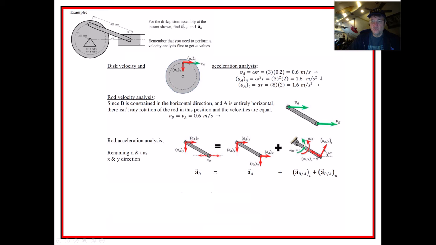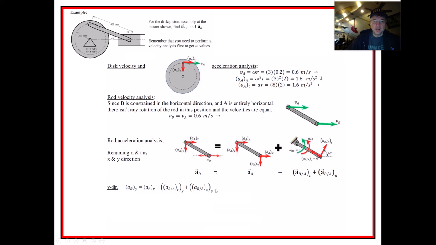Now, we do know omega AB is equal to 0, because we found that up above from a velocity analysis. But we don't necessarily know the direction of this alpha AB. So in this case, I chose it to be in the counterclockwise, aka positive direction. So we've written out this equation, we've drawn our diagrams, and then we start breaking it apart.